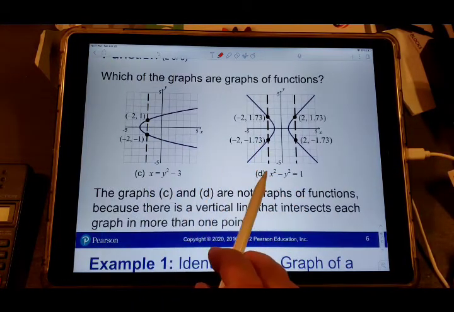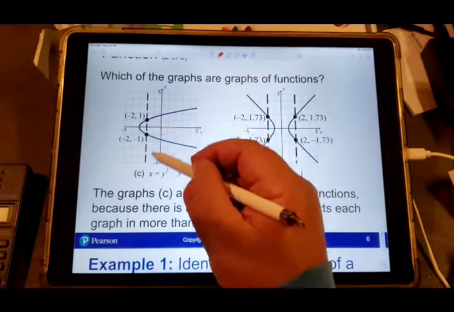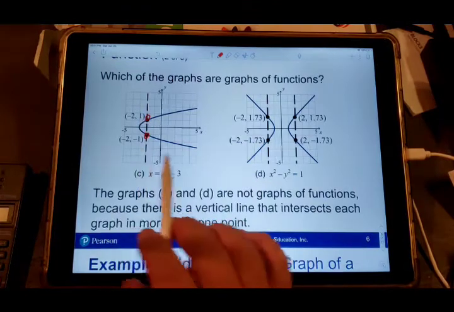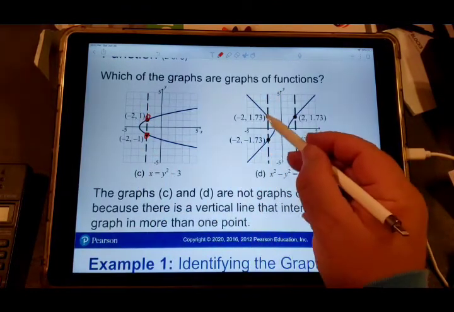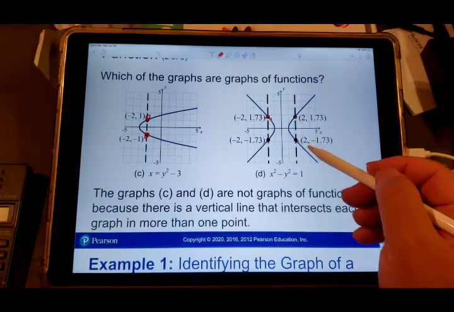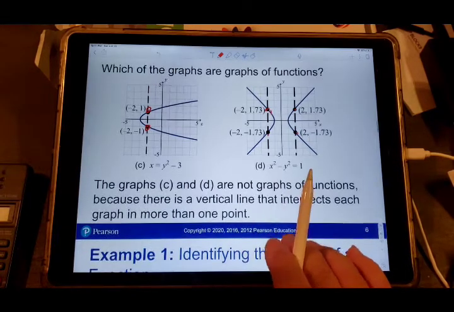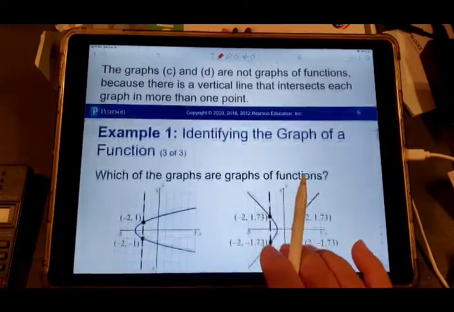Both of these fail the vertical line test. Here's a vertical line that intersects the graph twice. Has to be a vertical line. Right? Vertical line that intersects twice. Another vertical line that intersects twice. So these are not functions. They are graphs we're going to need to know at some point, but not in a section of the book called functions.